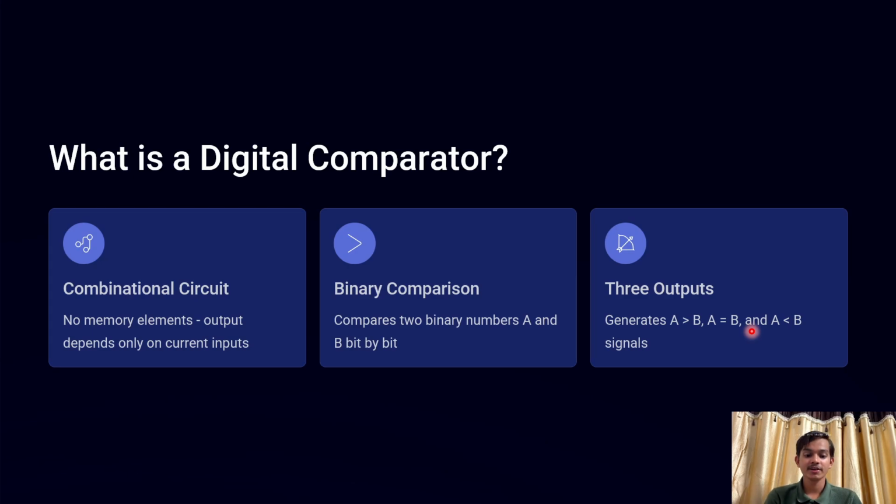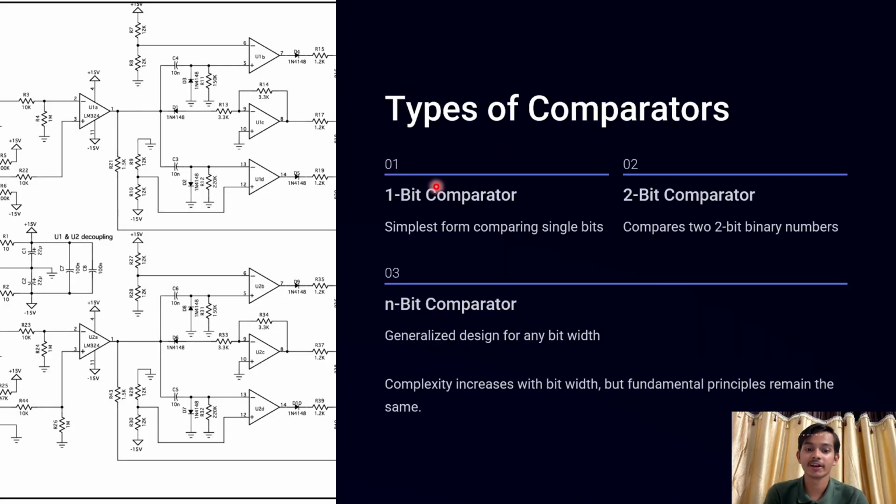Now that we know the definition, we will move on to the next slide of different types of comparator. So what are the types of comparator? One bit comparator is the simplest form that compares a single bit each. Now let's move to 2-bit comparator. A 2-bit comparator compares two binary numbers containing 2 bits each. In general, n-bit comparators can compare binary numbers of any size. Although circuit complexity increases with higher bit width, the fundamental comparison logic remains the same.